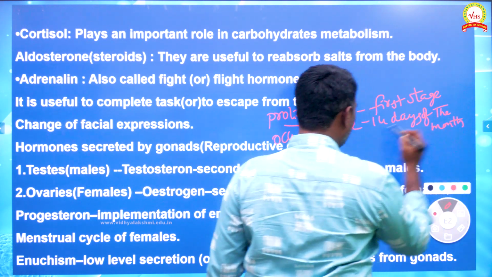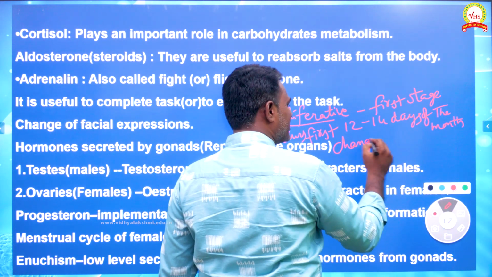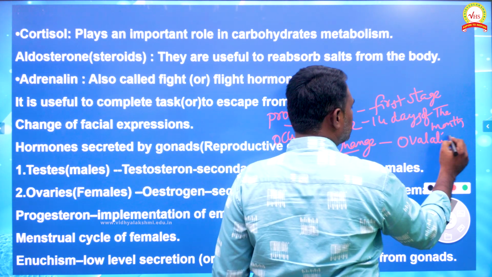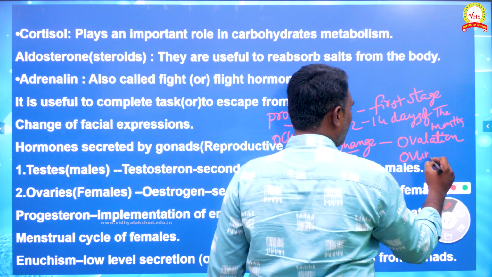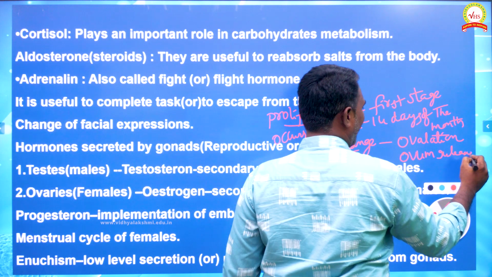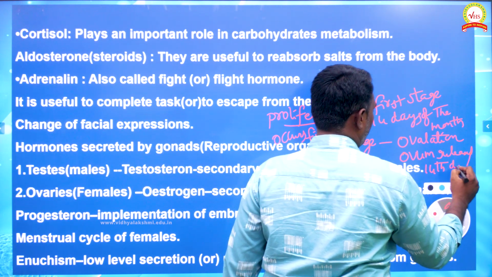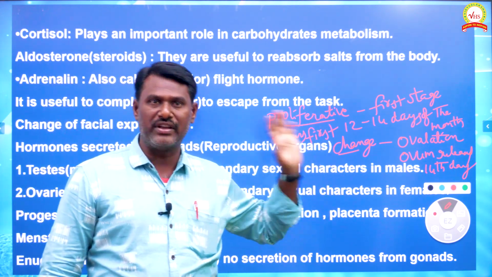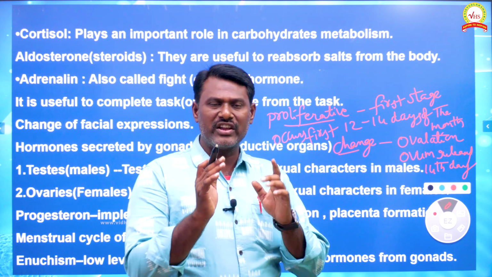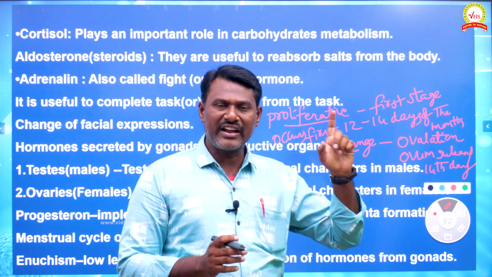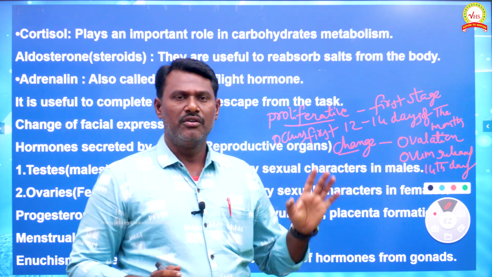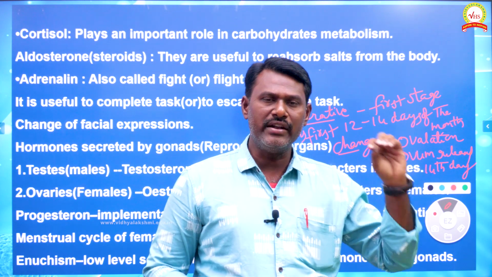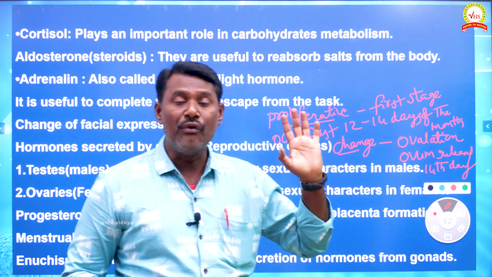The main change we see in this stage is the discharging or releasing of the ovum, called the ovulation process. The ovum is released exactly on the 14th day. That is the only change we observe in the proliferative or follicular phase. The proliferative stage is the first stage, in the first 12 to 14 days of the month.